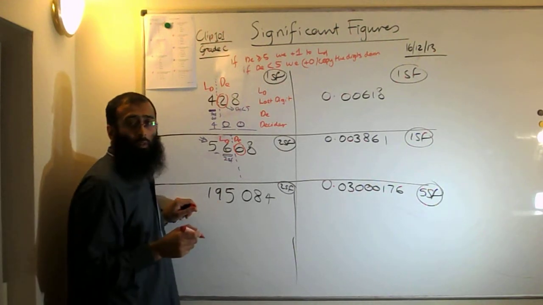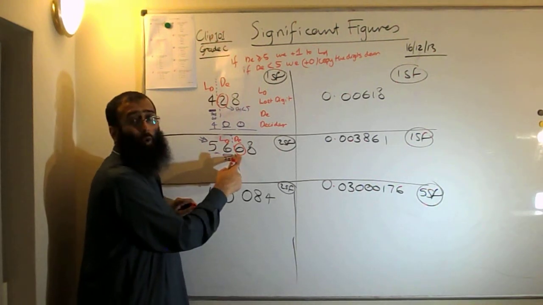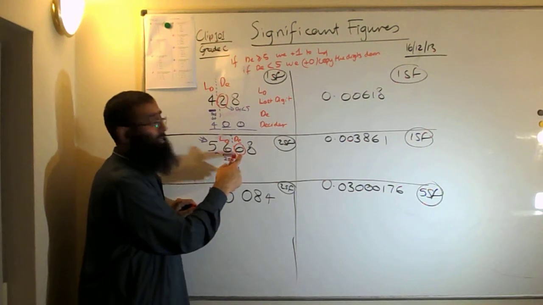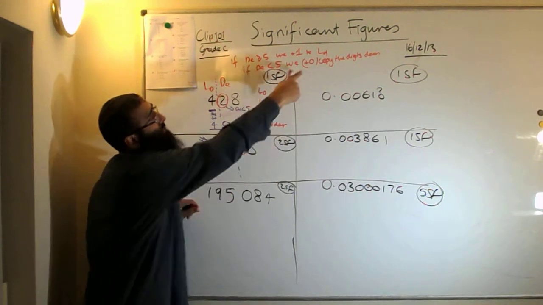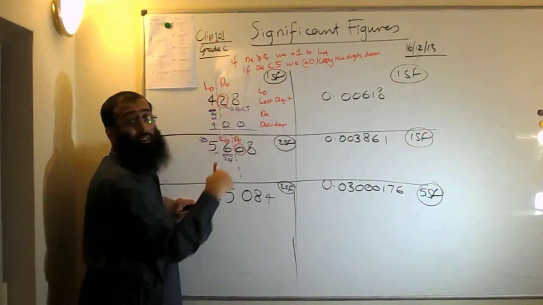Now, so Hassan, the decider, is it 5 or more? Is it less than 5? Yeah. So the rule says, we can either put a plus 0 here or just copy the digits down.